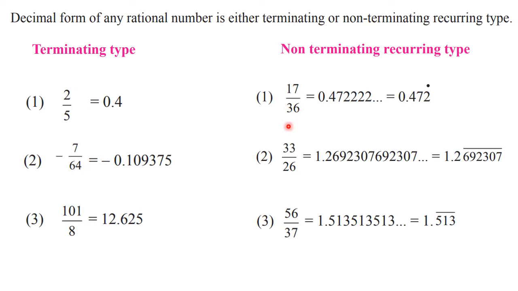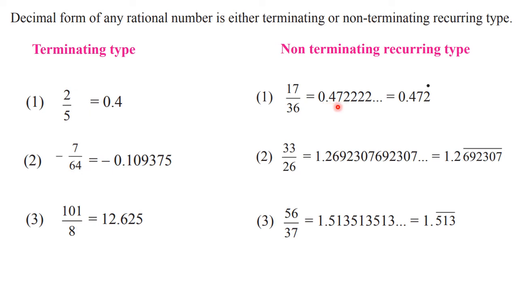Opposite to that, these divisions: 17 divided by 36, or 33 divided by 26, or 56 divided by 37. Here what we can observe is that the division is never ending. We are not getting the remainder 0 anywhere. See, this dot dot dot shows that it is infinite. We have seen in sets that the division here is never ending, or we can say non-terminating type. It is not terminating anywhere. We are not getting the remainder 0.